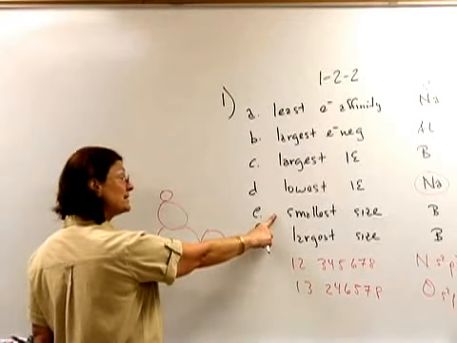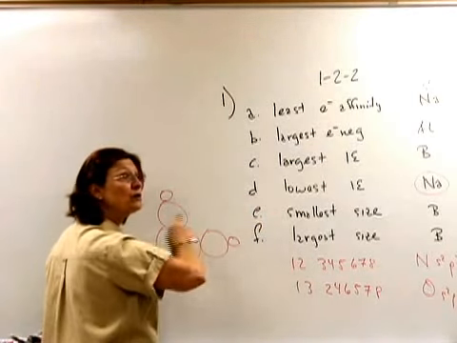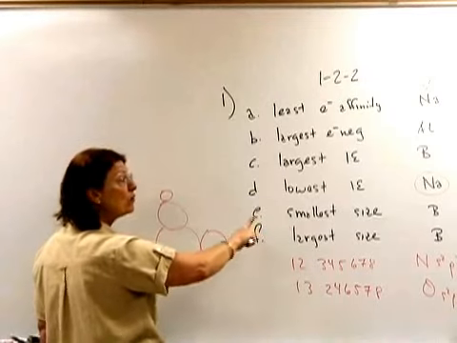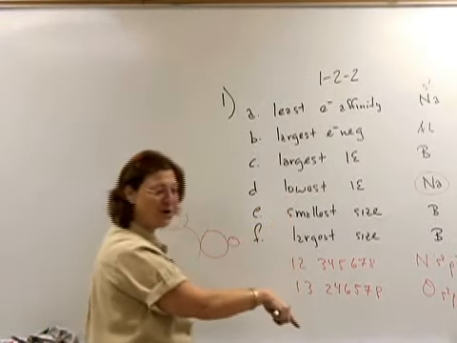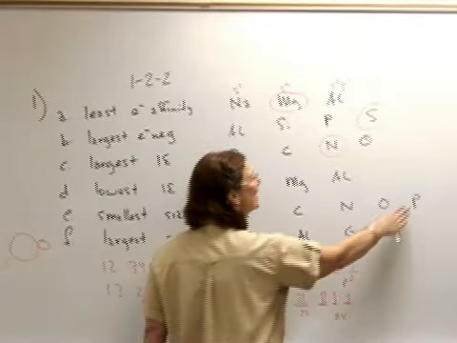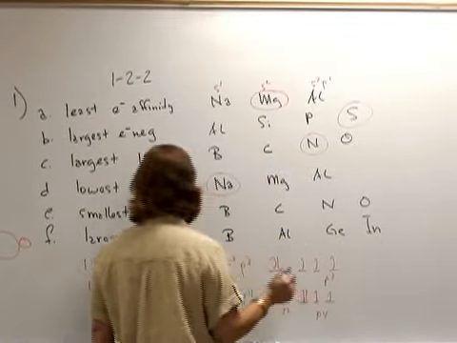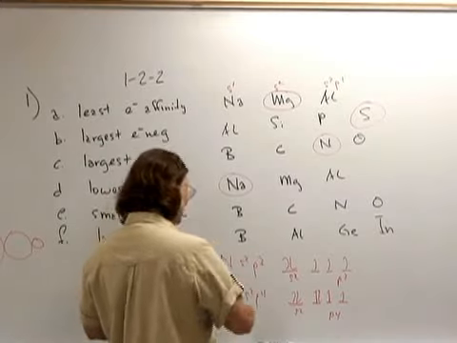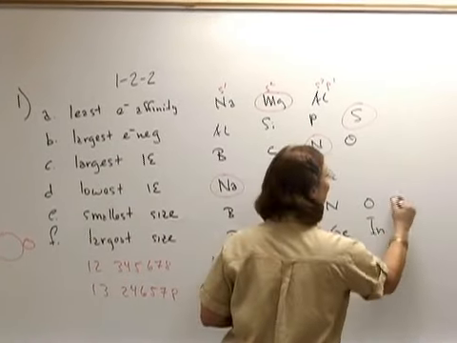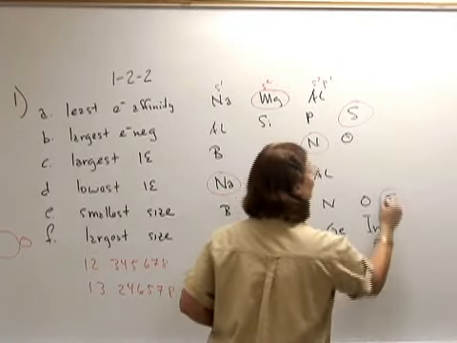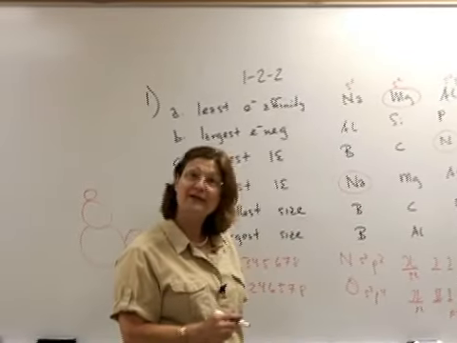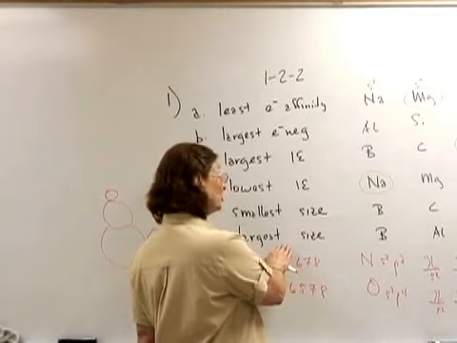We want the smallest size, and therefore when we look, we're going from left to right: boron, carbon, nitrogen, oxygen, and fluorine. Not phosphorus, that should be fluorine. And the smallest size would be the fluorine. Fluorine is the smallest of that period.